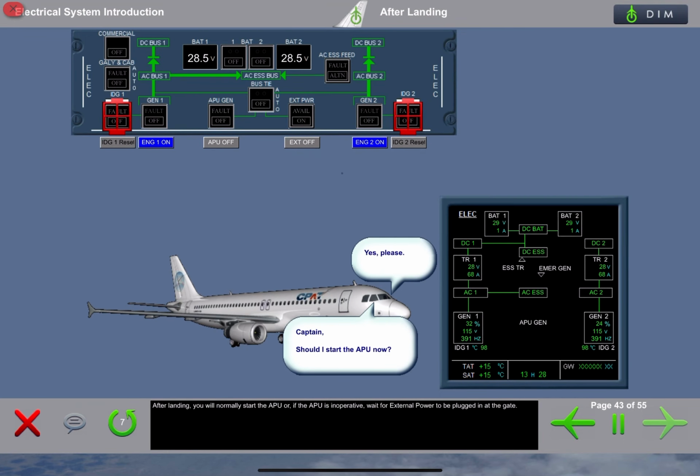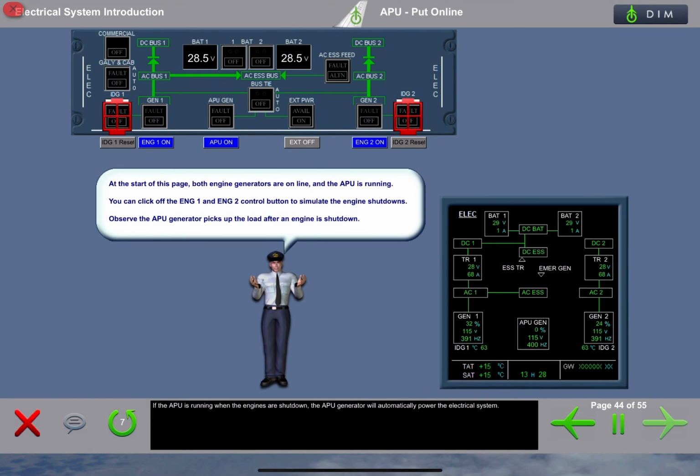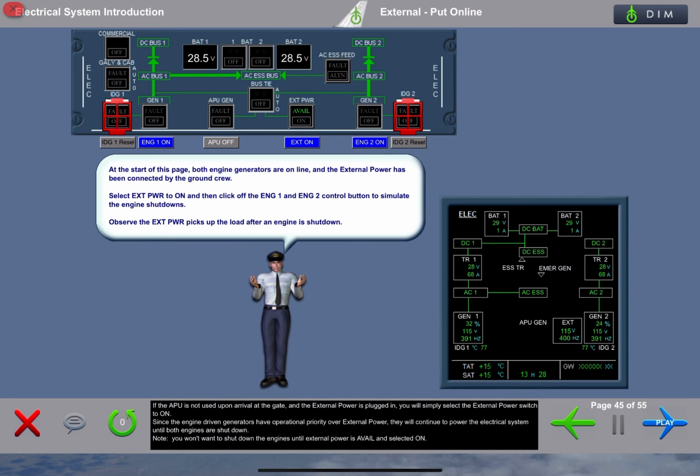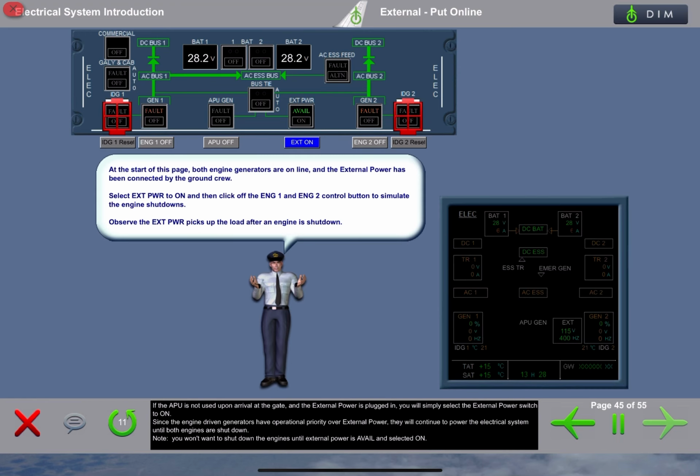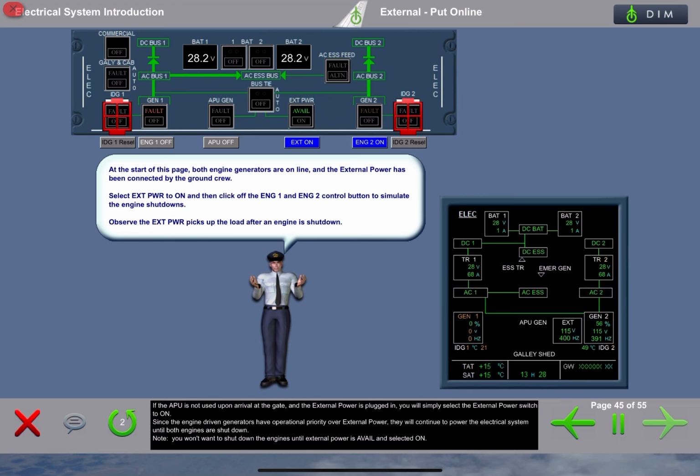After landing, you will normally start the APU, or, if the APU is inoperative, wait for external power to be plugged in at the gate. If the APU is running when the engines are shut down, the APU generator will automatically power the electrical system. If the APU is not used upon arrival at the gate, and the external power is plugged in, you will simply select the external power switch to on. Since the engine-driven generators have operational priority over external power, they will continue to power the electrical system until both engines are shut down. Note, you won't want to shut down the engines until external power is available and selected on.